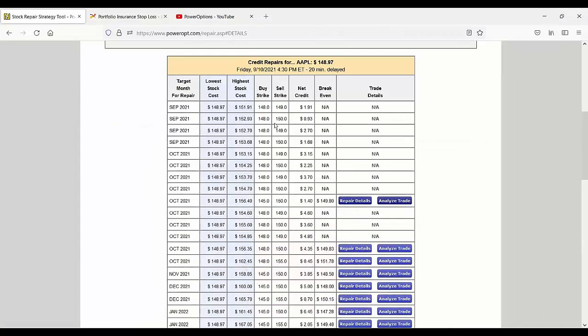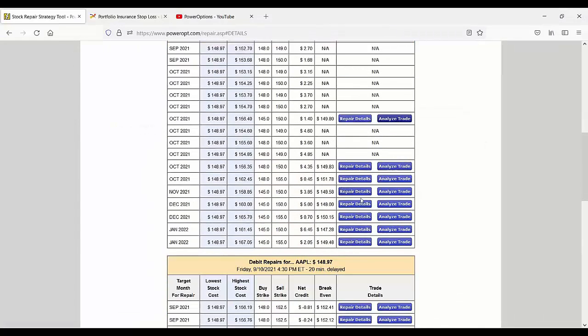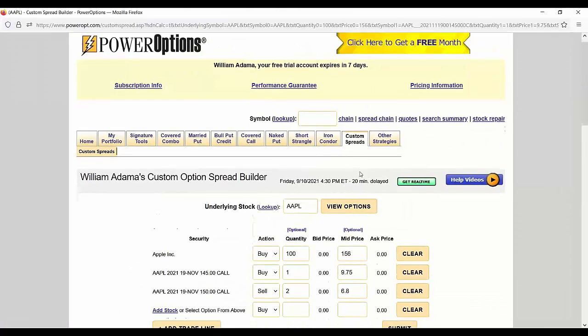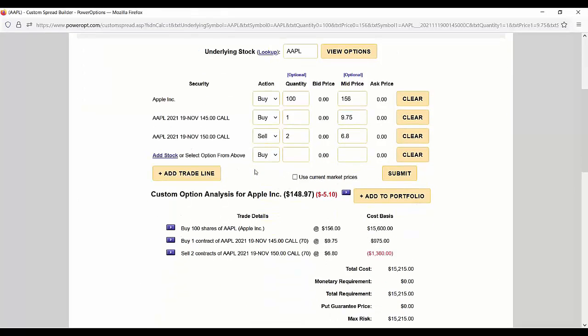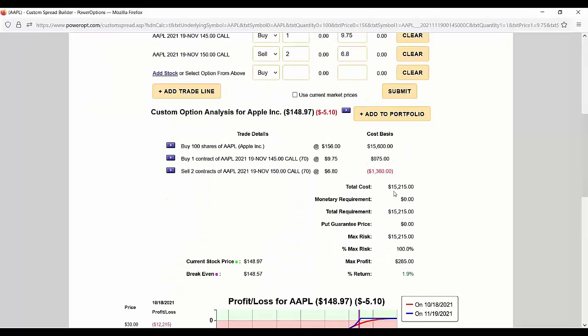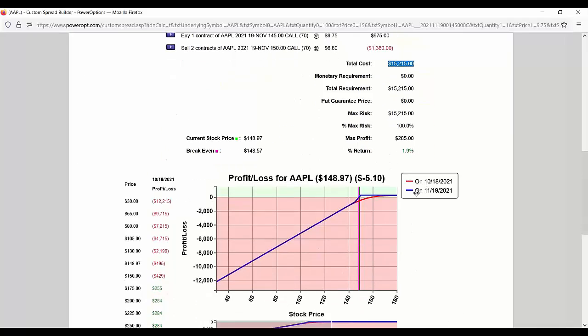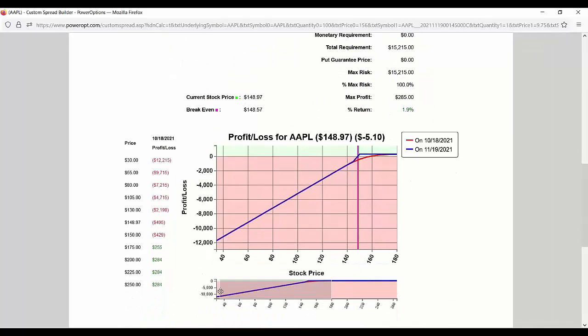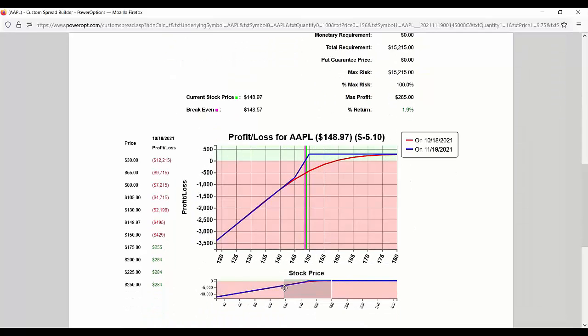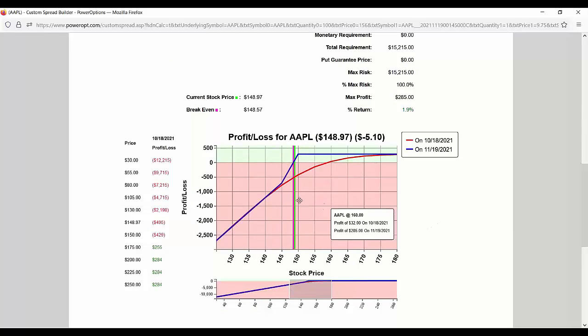Okay, so I'm going to narrow this down. Let's look at this November. I want to go to the November one real quick. Similar process, difference 145, 150 out to November, little higher net credit, little better break even in this case. Not too much profit, but let's swing this over here. 1.9% return, but we're out to November.